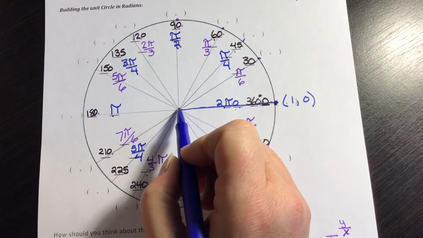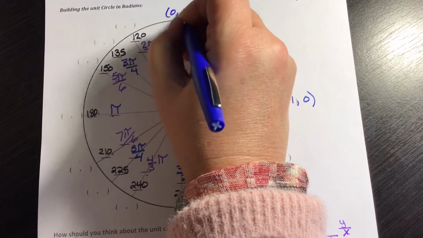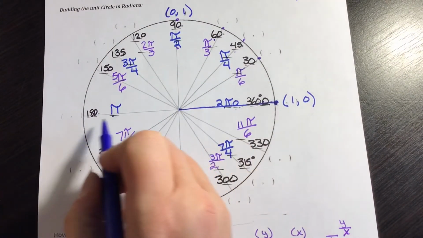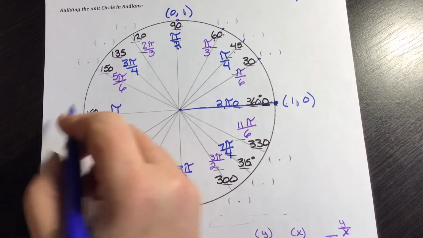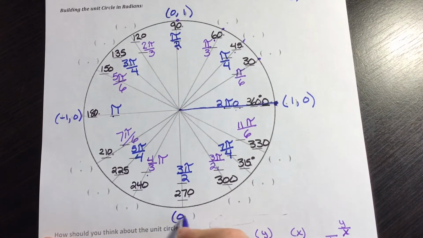90 degrees, I'm going up 1, so I go over 0, up 1. This is over -1, up 0. And then I have over 0, down 1.